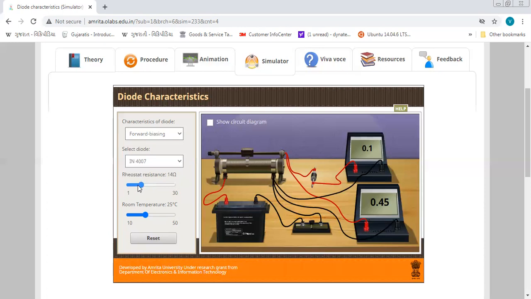Also here we can take any diode, but for our convenience we will take the 5711 diode. So we'll take our readings with an interval of 5 ohm resistance. As you can see, as we increase the resistance, the voltage and the current is also increasing.